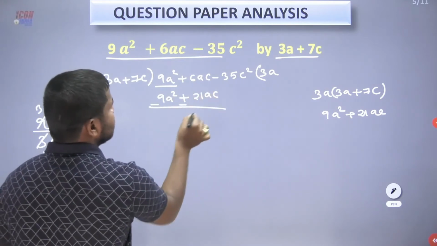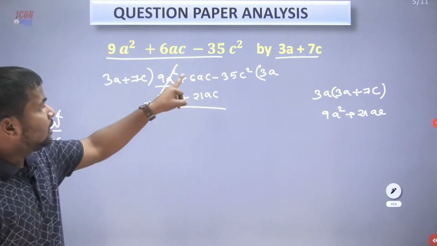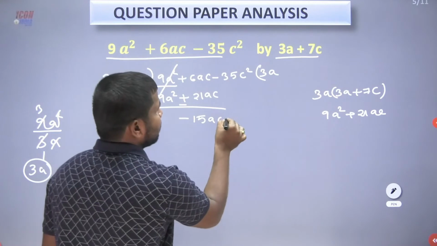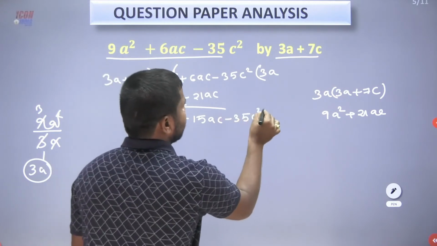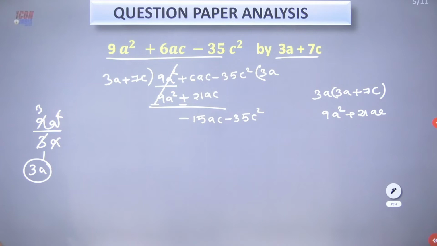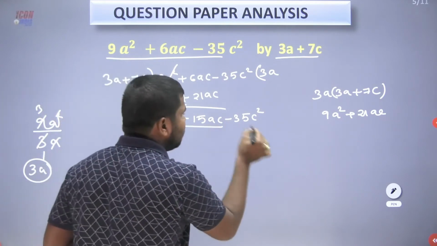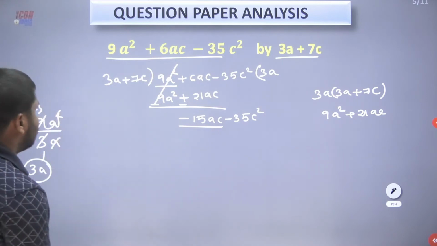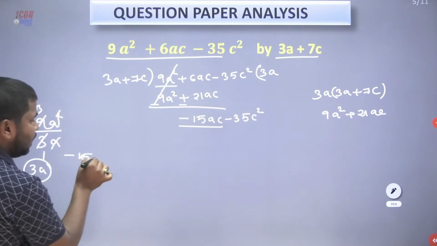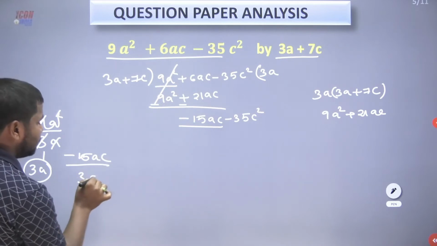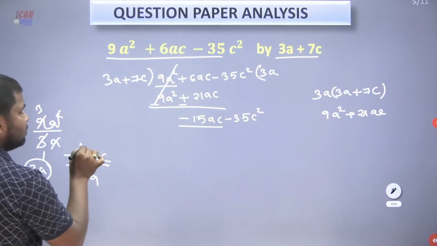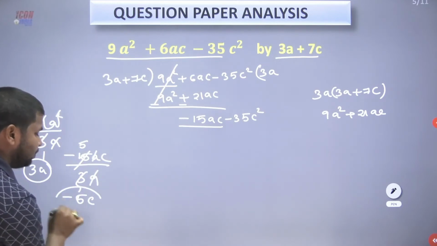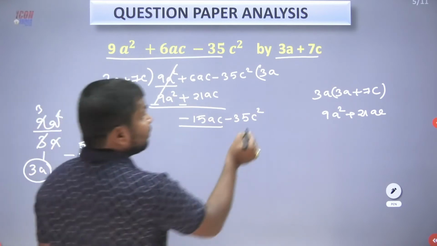By subtracting, signs will change, these two will get cancelled. 6 minus 21 is equal to minus 15ac, and drop minus 35c square. Now what is the next step? We need to eliminate the value minus 15ac, so we divide minus 15ac by 3a. 3 5s are 15, a will get cancelled and the remaining is minus 5c. So we need to multiply with minus 5c.